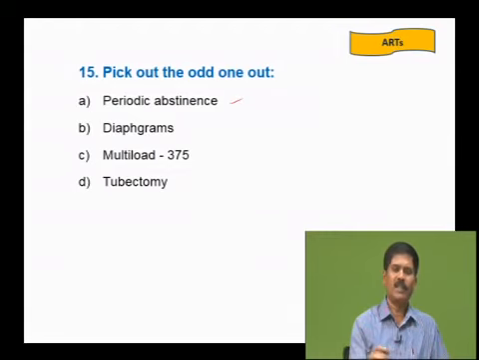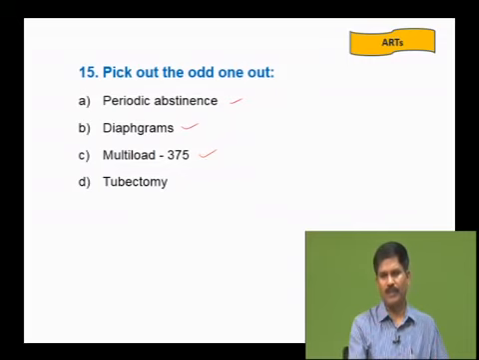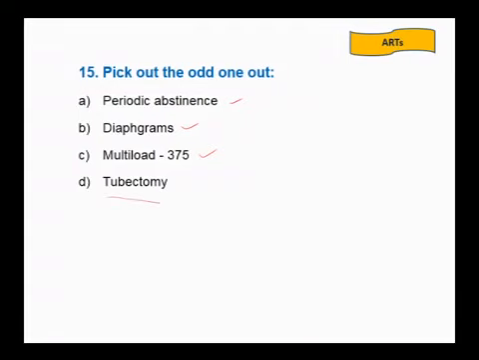Periodic abstinence, it's a natural contraception. Diaphragms, these are barrier methods. Multiload 375, these are IUDs. These three come under temporary methods. Then tubectomy, it's a sterilization procedure in females where the fallopian tube is removed.